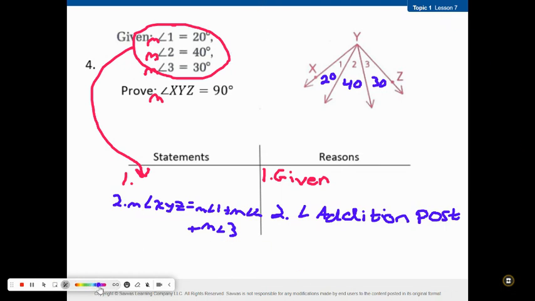Okay, so now that we know that this is the angle addition postulate, step 3 would be to take these values and substitute them in. So the measure of angle XYZ is going to equal 20 plus 40 plus 30. And what did I do there? If I'm not here, who's in my place? A substitute, right? So I substitute. That's the substitution property.